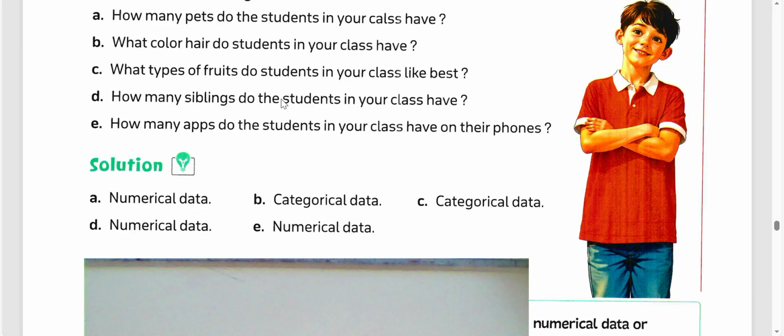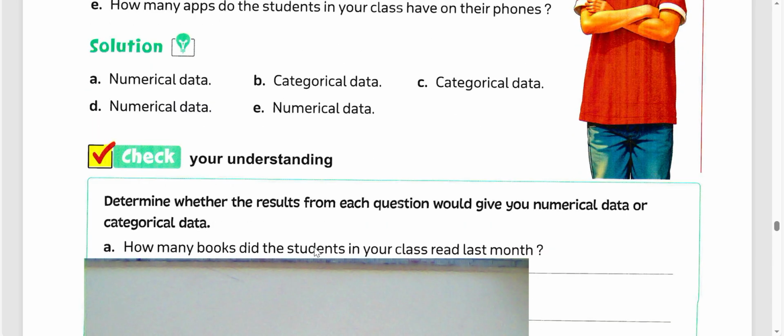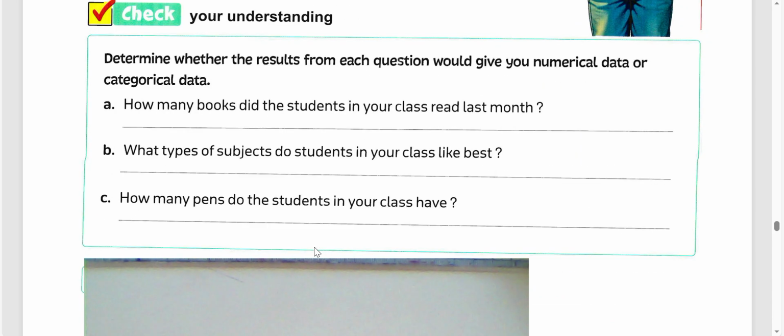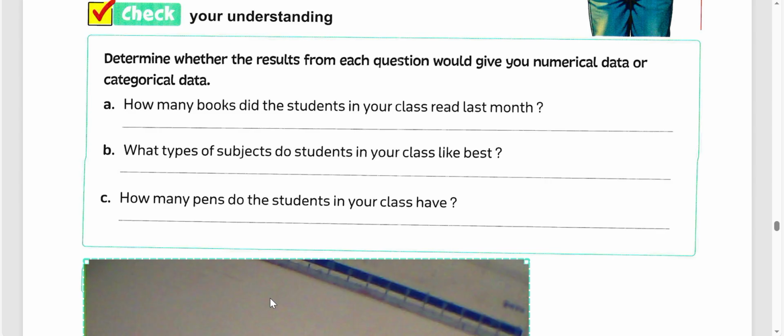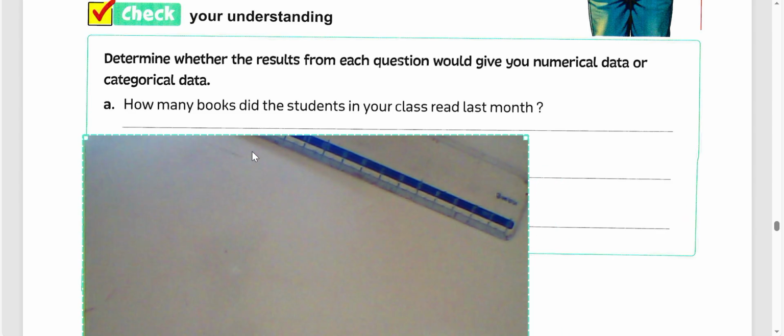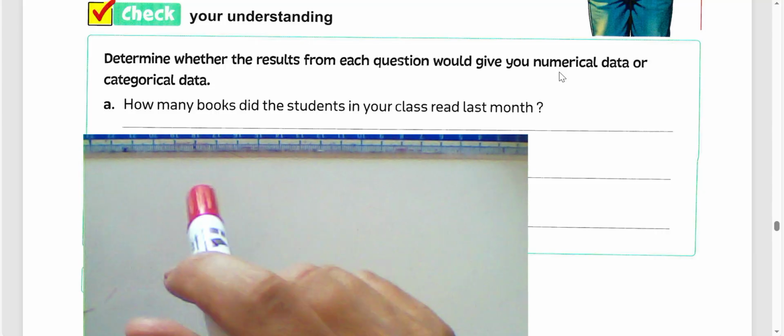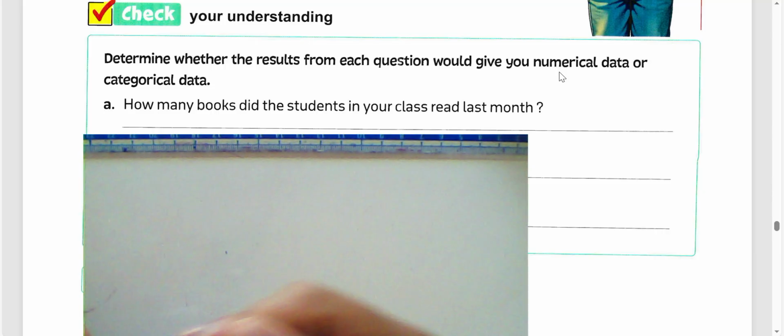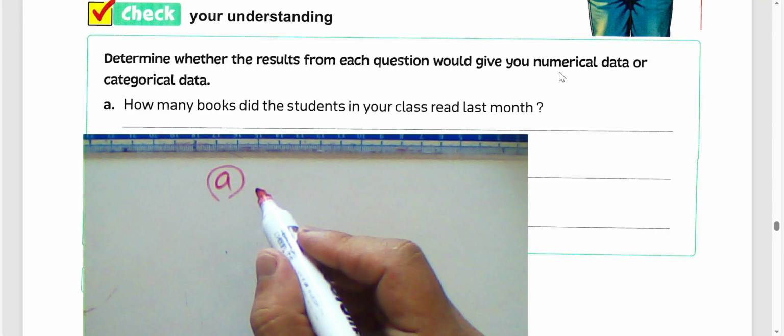How many siblings do students in your class have? The answer will be numbers: 2, 3, 4, 5, or anything. It will be numerical data. How many apps do students in your class have on the phone? It is numerical data. The answer will be numbers. Check your answer here, categorical data or numerical data. Number 1, how many books do students in your class have or read last month? We call it numerical data. Then letter A here, we call it numerical data.